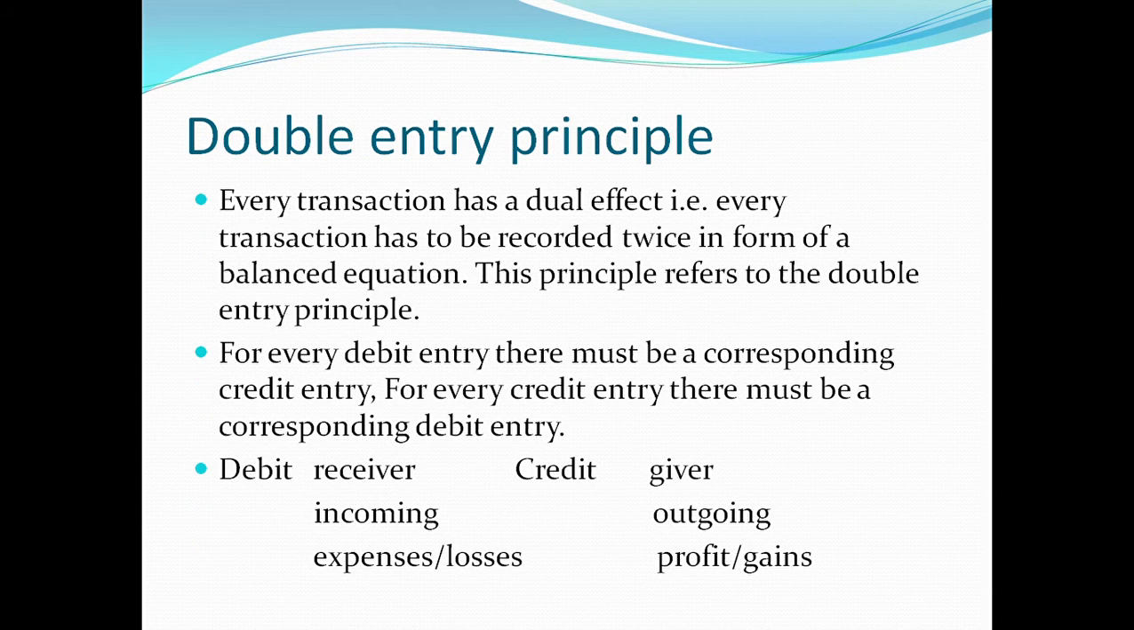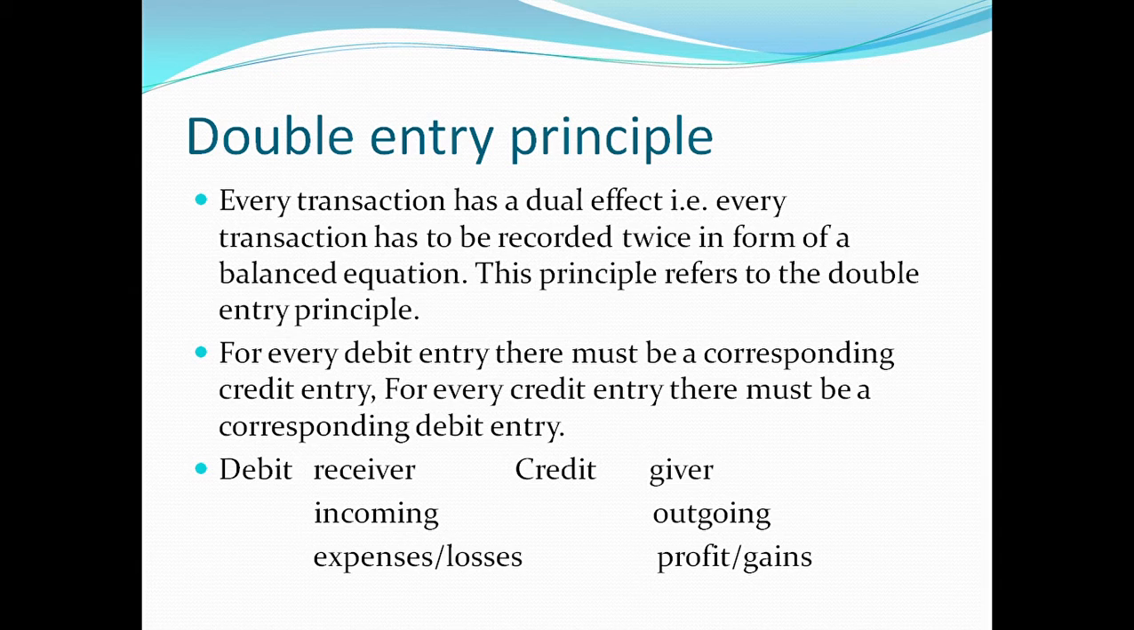Now, on our next slide, we are starting with the double entry principle. For every transaction, it has a dual effect. That is, every transaction has to be recorded twice in order to form a balanced equation. So this principle is referred to as the double entry principle. Now, the rule states that for every debit entry, there must be a corresponding credit entry, and for every credit entry, there must be a corresponding debit entry.